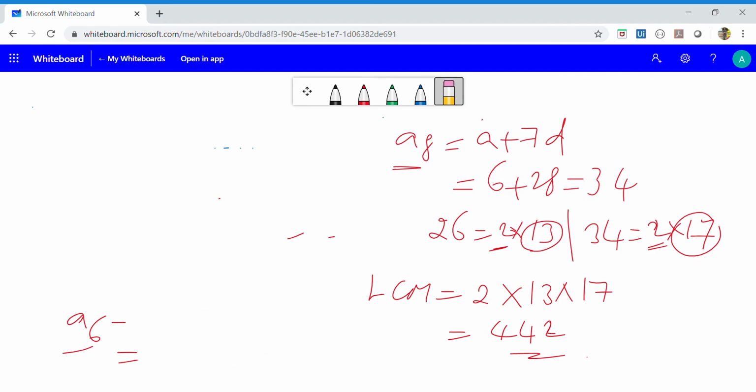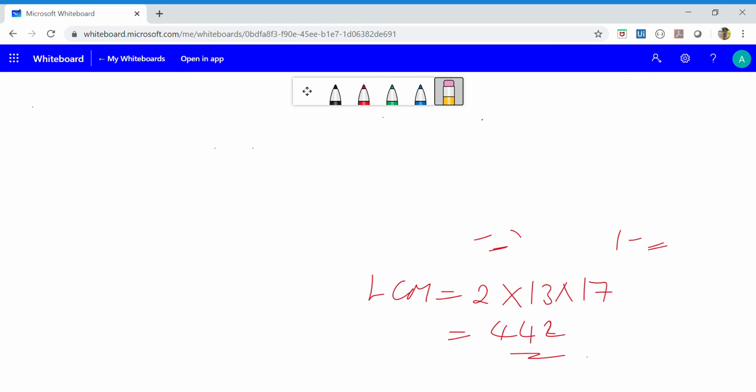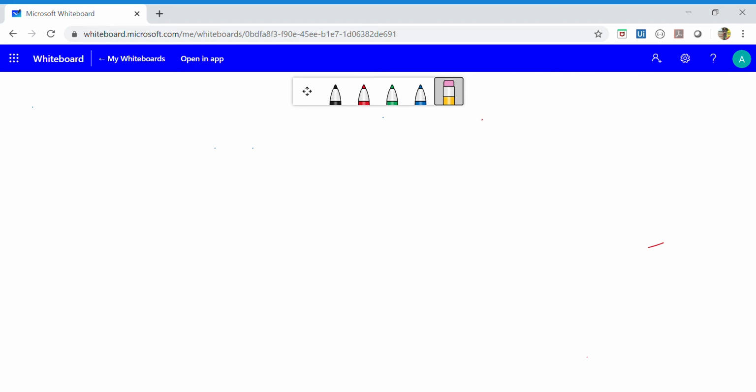Always you have to observe what is given, what is to prove, and which formula is applicable. You have to analyze the sums like this. That is the main important thing. Analysis of the sum is most important.